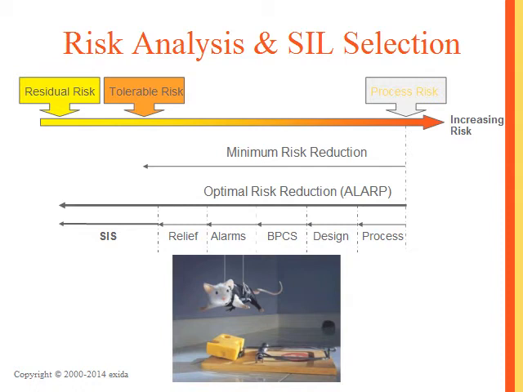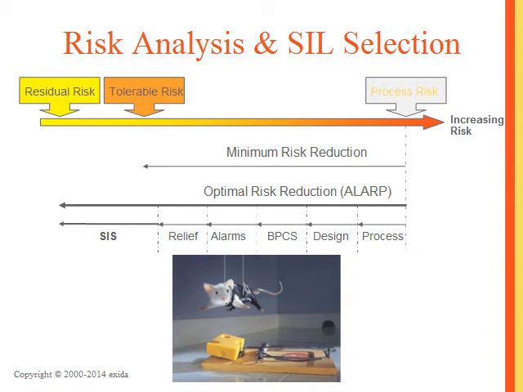So if we look at risk analysis and SIL selection, this diagram is very interesting. As you'll see across the top, from left to right, the further right you go, the further the risk increases. So the target is to reduce that risk, and there's certain things that you can do initially to reduce that risk. You can look at the process.